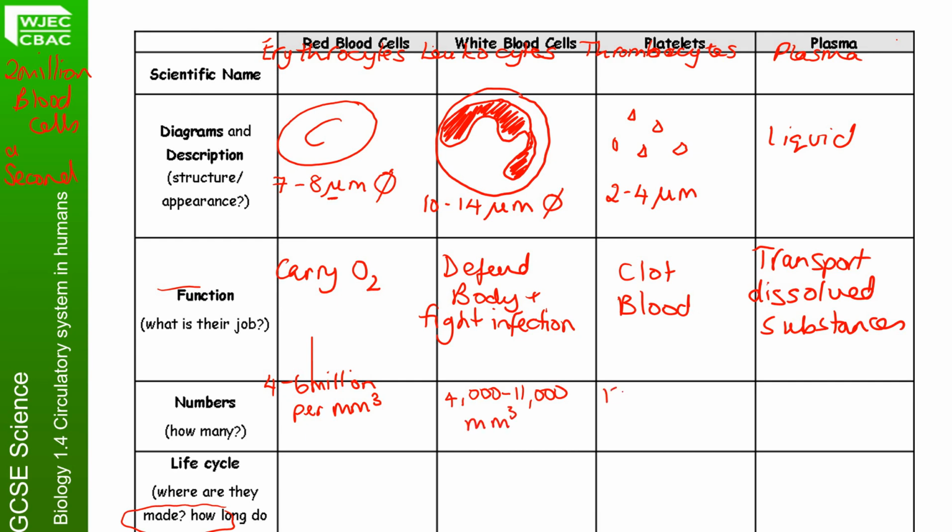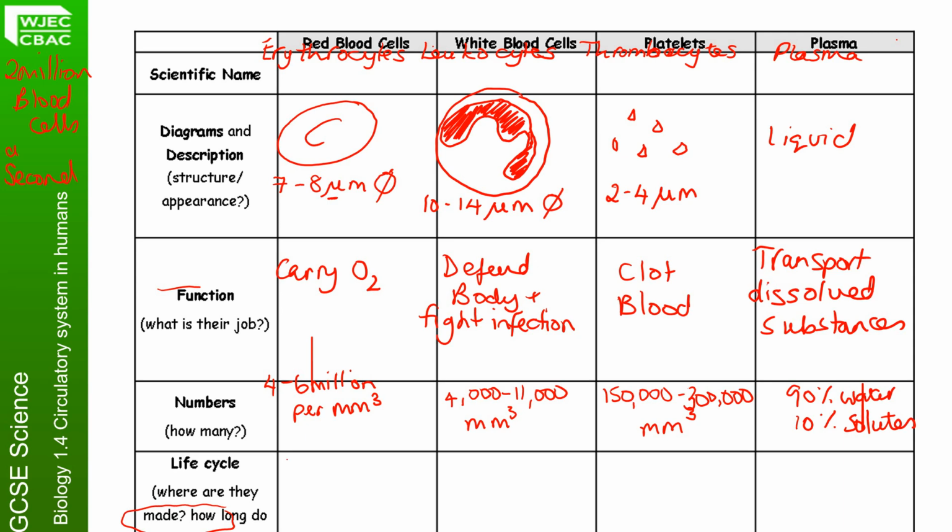For platelets, 150,000 to 300,000 per cubic millimeter. And obviously for plasma, there are no parts. If I just tell you that 90% of plasma is water and only 10% is the dissolved substances, we call those the solutes.